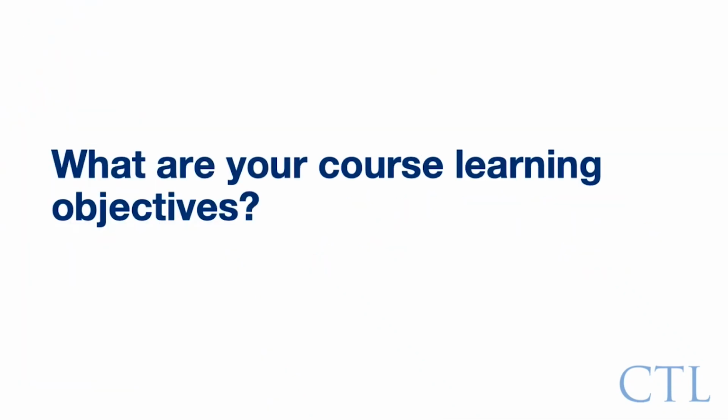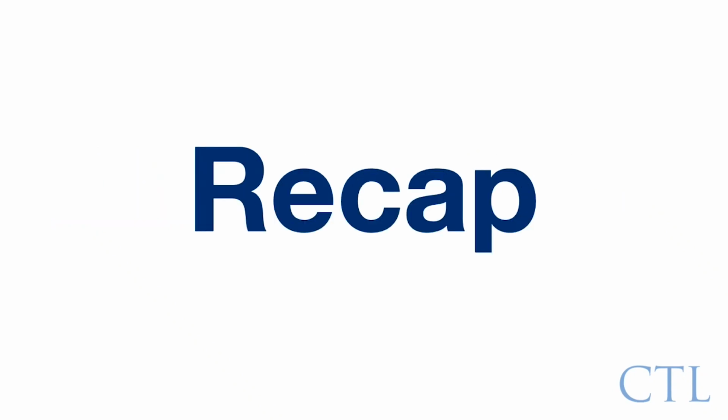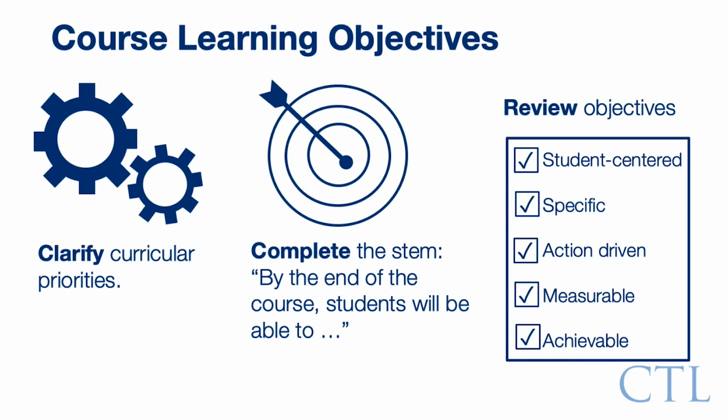What are your course learning objectives? What levels of the revised Bloom's taxonomy will you draw on? Let's recap. In this video, we focused our attention on stage 1 of backward design. To articulate learning objectives, we must first clarify our curricular priorities, the core knowledge and skills that students will acquire and develop in the course.